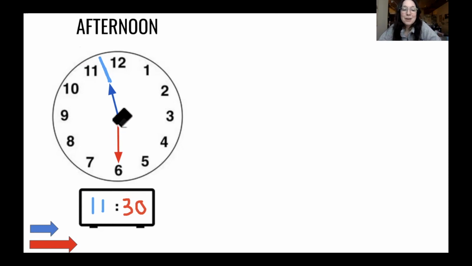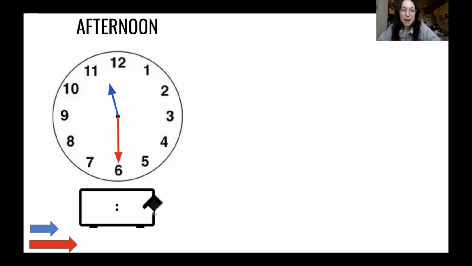And I know that when my minute hand is pointing to 6, it means that 30 minutes have passed. That's why I write 11:30, or I could read that as half past 11, because that hour hand is halfway past the 11. 11:30 or half past 11.